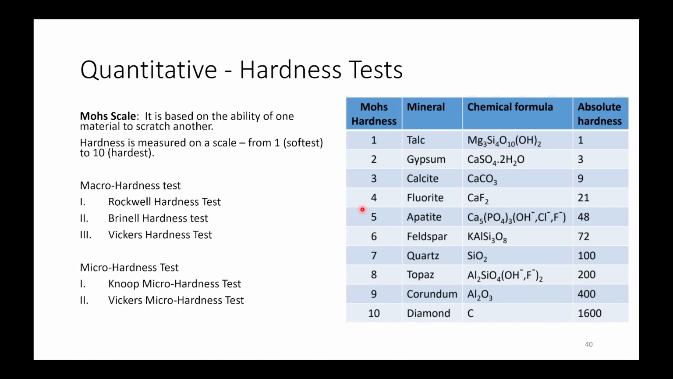So in case of most hardness tests, these are important. For 1, it will be talc, and for 10, the hardest material is diamond on the Mohs scale. And it is mainly used for identifying minerals.